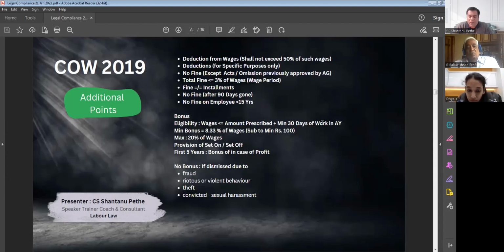Deductions: it is very specific about deductions, how much you can deduct from the wages of the employee. You cannot deduct the whole wages because of certain reasons. So it says that deduction from wages shall not exceed 50% of the wages. Every month, or whatever the wage period is, you cannot make deductions of more than 50%.